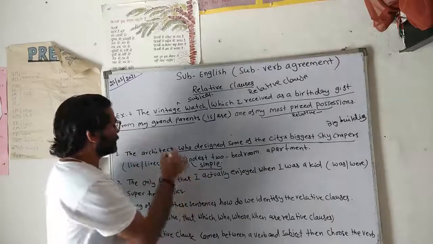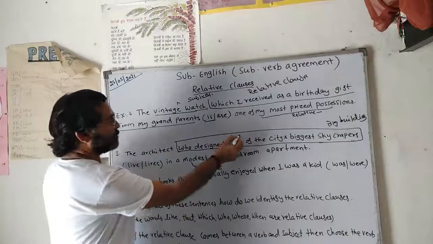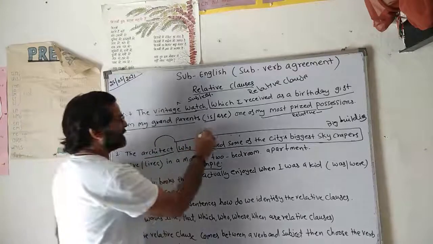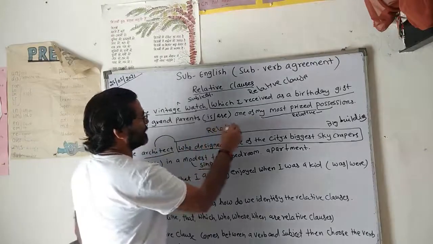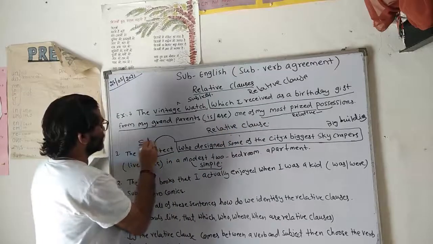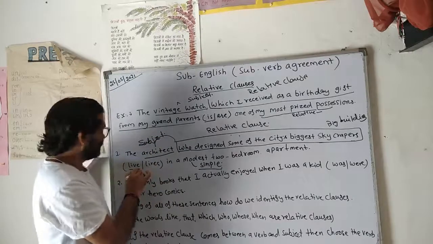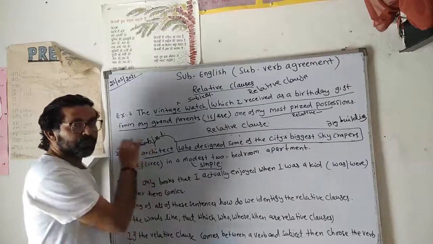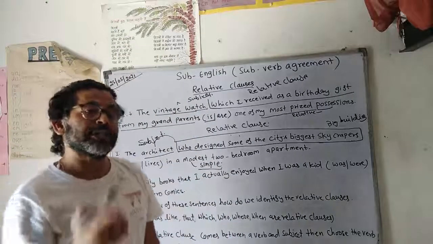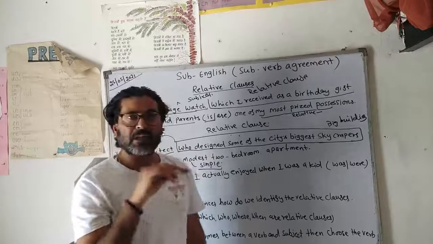Relative clause. So what is the relative clause doing in this sentence? This relative clause is talking about the architect. Yes. So this is the relative clause, and this is your subject. And the relative clause is coming between the verb and the subject. So we have to choose the verb according to the subject or according to the relative clause? According to the subject, because the relative clause is coming between the subject and the verb.